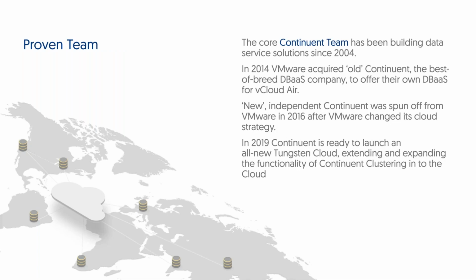Continuent, we've been around for 15 years. We had a small diversion back in 2014 when we were acquired by VMware as part of their roadmap to build a DBaaS solution. In 2016, VMware made a few decisions that altered their product strategy. So at that point, we spun off from VMware and we returned to a new independent Continuent that we are today. The future for Continuent is looking strong, and coming up this year, we'll soon be launching our own Tungsten Cloud offering. So keep an eye out for announcements and future webinars as we get close to launching that as well.